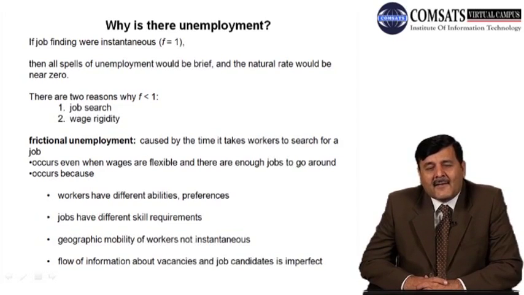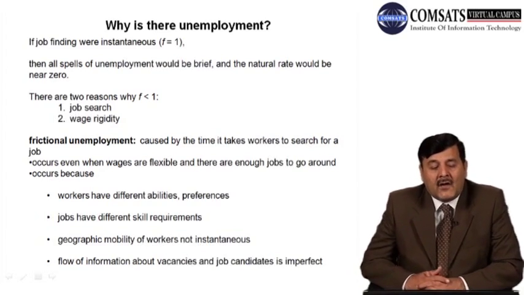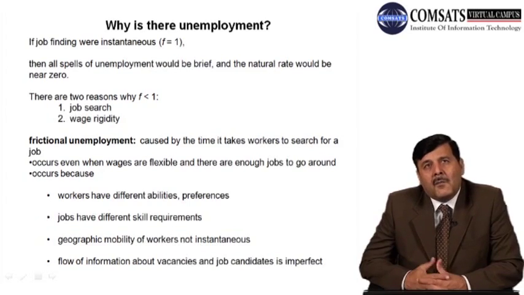If, for example, f is equal to 1, then all spells of unemployment would be brief and the natural rate would be near 0. If f is equal to 1, we can say that all spells of unemployment will be temporary, for a short time period, and the natural rate would be near 0. In this case, the natural rate of unemployment would be 0.